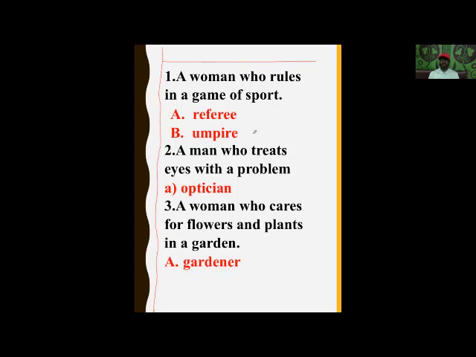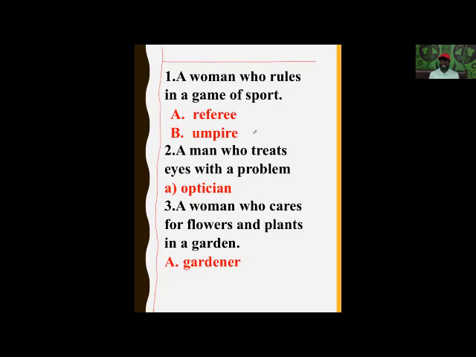Number 2, write the answer. How do we call a man who treats eyes with a problem? The answer is optician. But write the answer in a full sentence. Optician. Number 3, how do we call a woman who cares for flowers and plants in a garden?